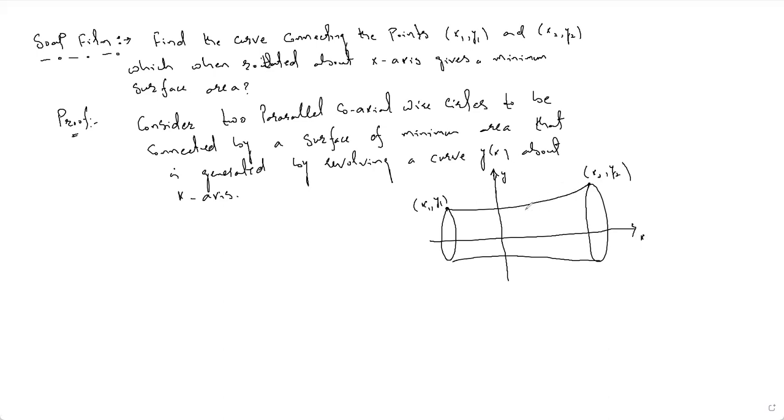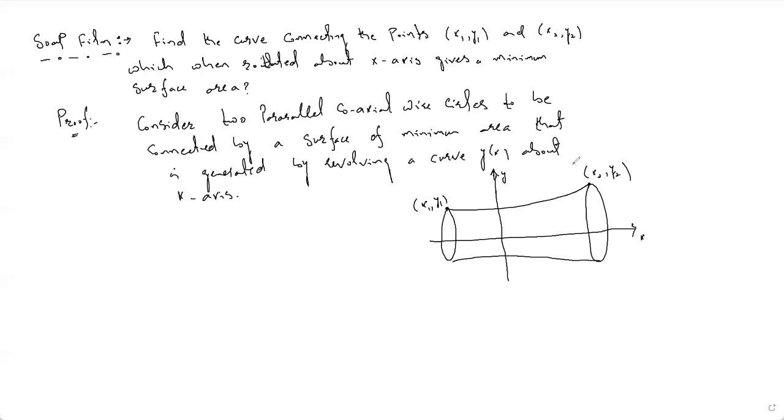It's like, for example, I have some axis and I rotate something around it. So when I rotate this curve around the x-axis, this coaxial wire and this coaxial wire are connected by this curve. If I rotate it about the x-axis, it is going to rotate like this. This is the case I am considering here. The curve is required to pass through these two fixed points, x1, y1 and x2, y2.